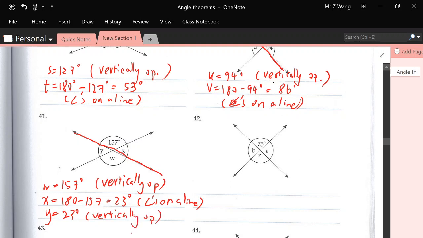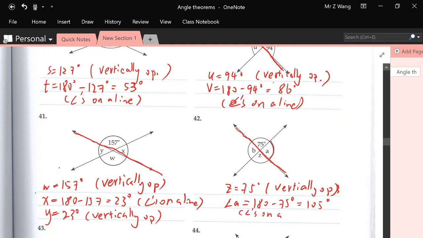Okay. Now this one is the same, all right? So this is 75. So obviously z is equal to 75, right? The reason is vertically opposite. And then now, if you know this is 75 on a straight line, angle A is 180 minus the 75, which is 105. Now we used angles on a line.